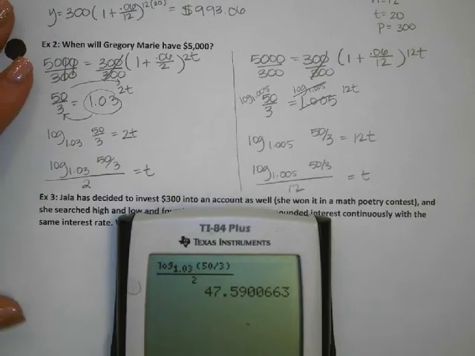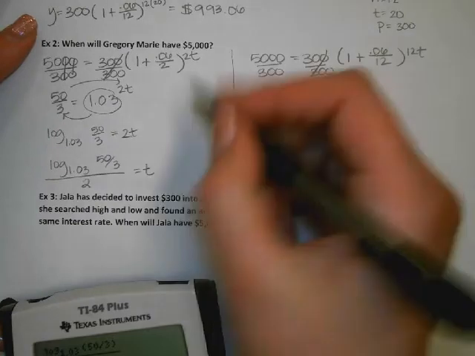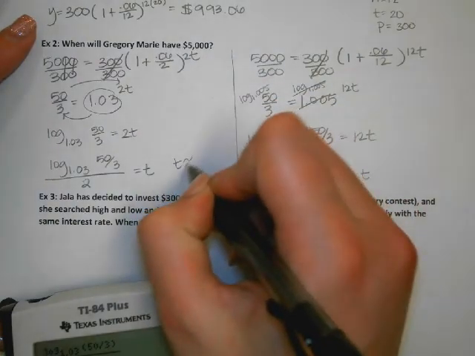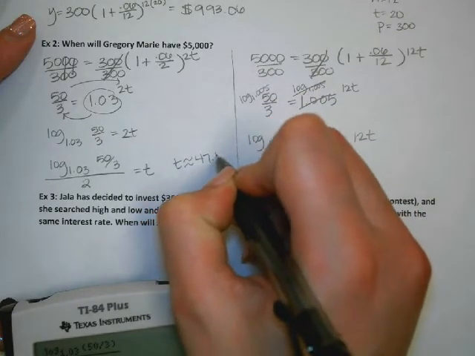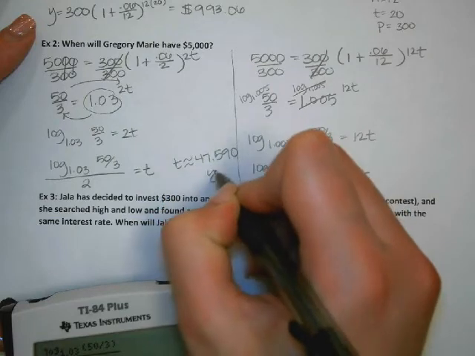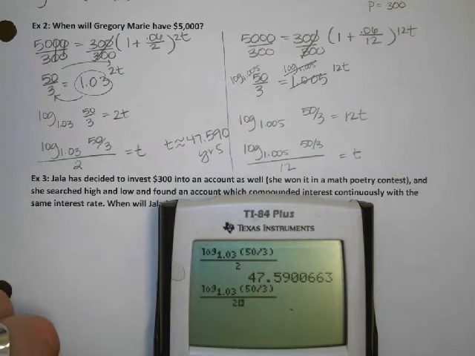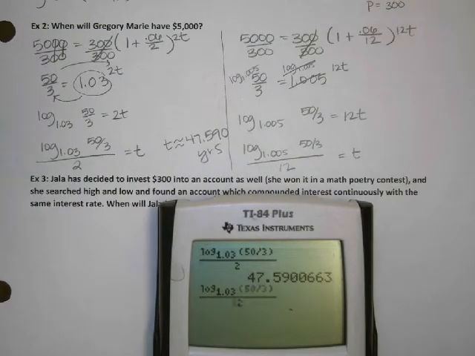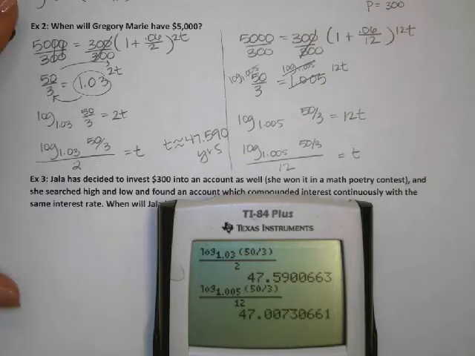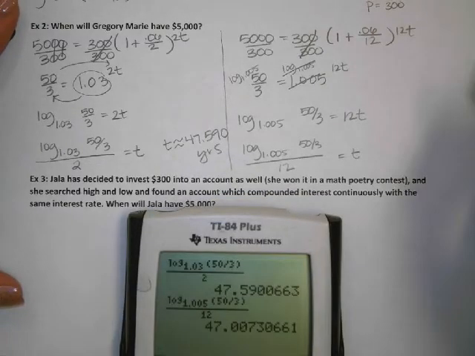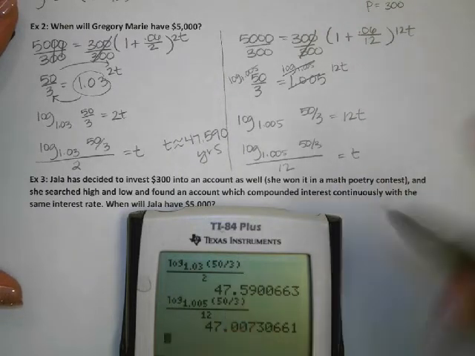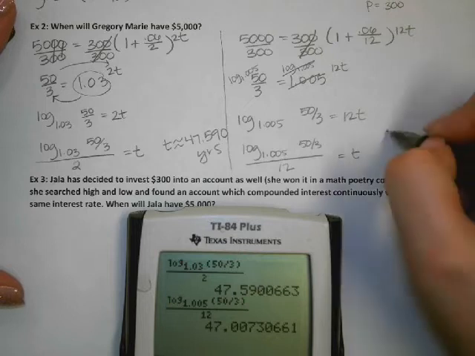So 47 years. That's quite a bit of time. And then for the other one, I'm going to type 12 down here, 1.005. Also 47 years. Just 47 and a half as opposed to 47. Saves you a little bit of time.